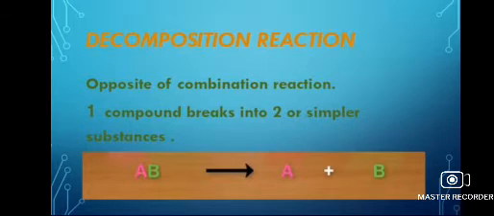Decomposition reactions are the opposite of combination reactions. In this, one compound breaks into two or more simpler substances. Let's say we have substance AB and it breaks down into two substances A and B. This is a decomposition reaction. In decomposition reaction, we have two or more products but remember only one reactant. Now let's look at some examples.